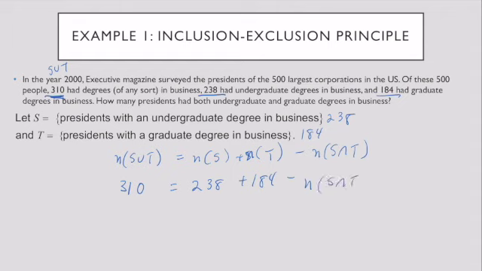So we can go ahead and solve for this. So that gives me 310 equals 422 minus the size of the intersection. I can subtract 422 from each side. That gives me negative 112 equals negative the size of S intersect T, so the size of S intersect T is 112, where S intersect T is those with undergraduate and graduate degrees in business.